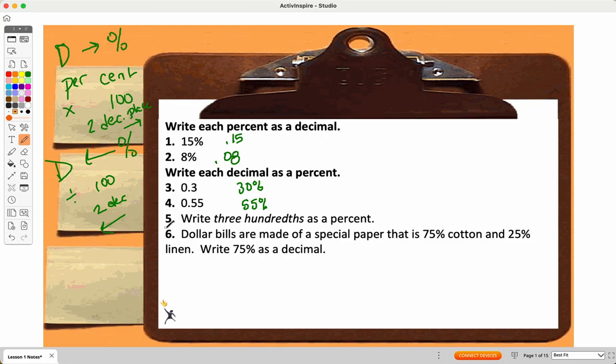All right. Take a second and work these two problems out, 5 and 6, and see what you come up with. All right. So if we take a look at these, 3 hundredths as a percent. As a decimal, it's 3 hundredths. There's the hundredths place. So it's going to become 3%. If a dollar bill is made of special paper, 75% cotton, 25% linen, what is 75% as a decimal? It's 75 hundredths.